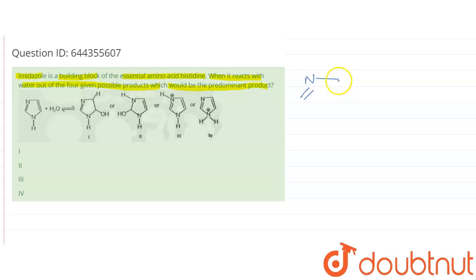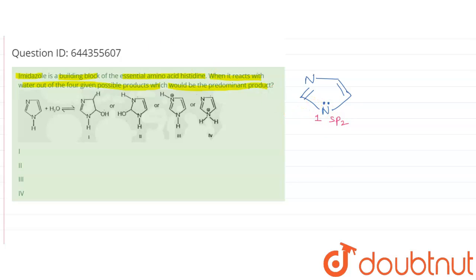Okay, so I am drawing one imidazole ring and will explain to you what happens in an imidazole ring when it reacts with water. So the imidazole ring has 6 pi electrons. Now, why did I say 6 pi electrons? These 2 electrons which are on this particular, let's say this is nitrogen number 1, these 2 electrons which are on nitrogen number 1 are involved in delocalization, and the nitrogen here is sp2 hybridized.